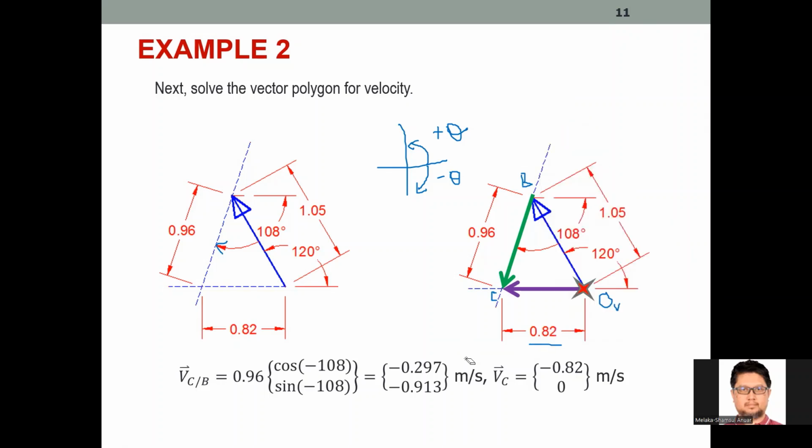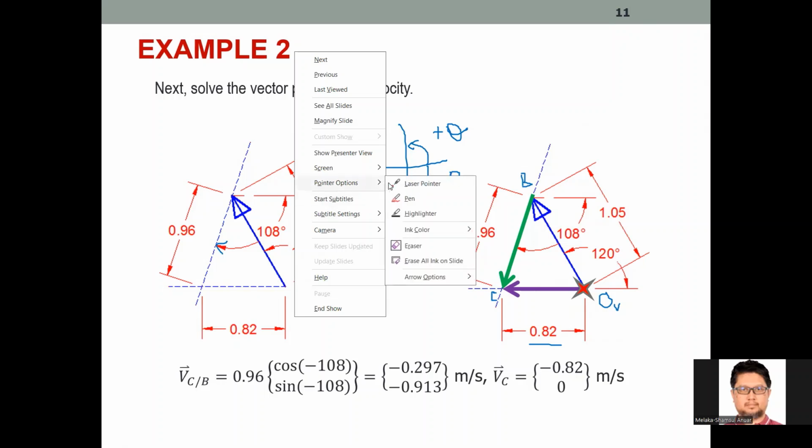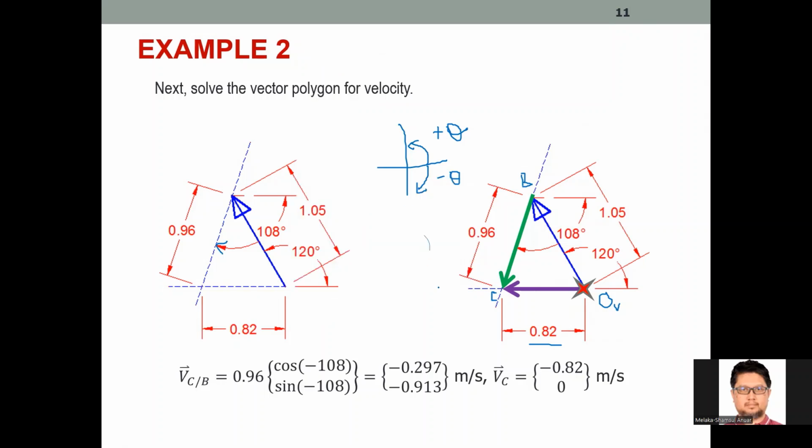Eraser. Let me use my pen. So it's pointing to the left. To the left. All right.